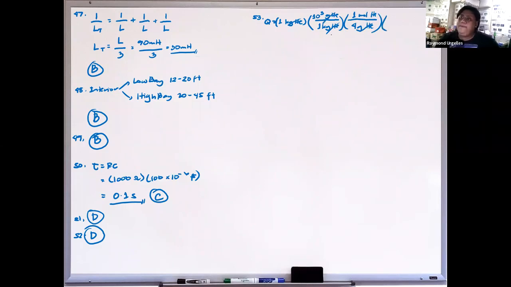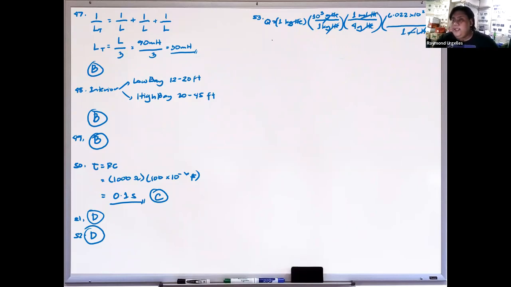alam natin that each mole contains 6.022 times 10 to the 23 particles per mole. And this is helium atom, so ibig sabihin, atoms yung particles natin. So we have 6.022 times 10 to the 23 atoms of helium for every mole of helium. Ito na yung number of atoms natin.